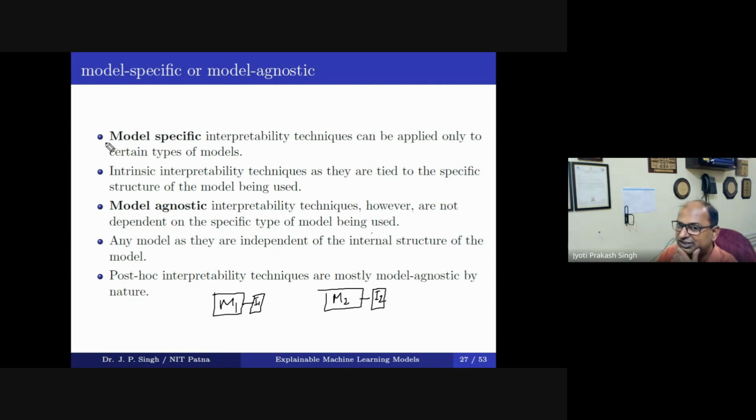So this scenario is called model specific, because for a specific model I have to come up with a specific interpretability technique. And when we talk about agnostic, here it is I, and here also it is I. So irrespective of whether my model is M1 or M2, I have a common interpretability technique which can be applied to all the models. That is the meaning of model agnostic. It is not dependent on the model, whereas model specific, as the term says, is dependent on the model.